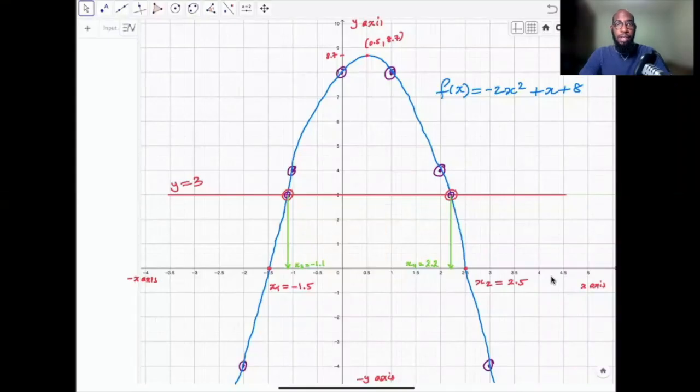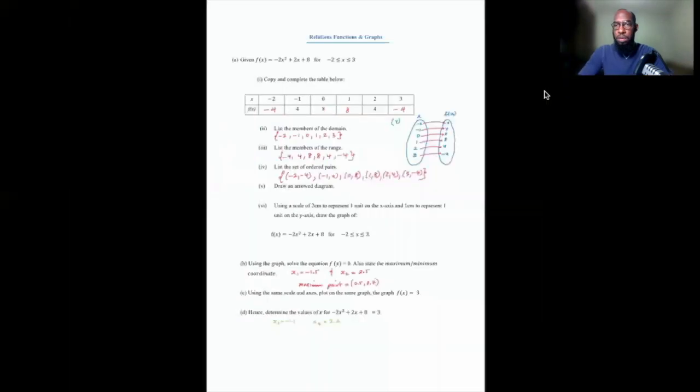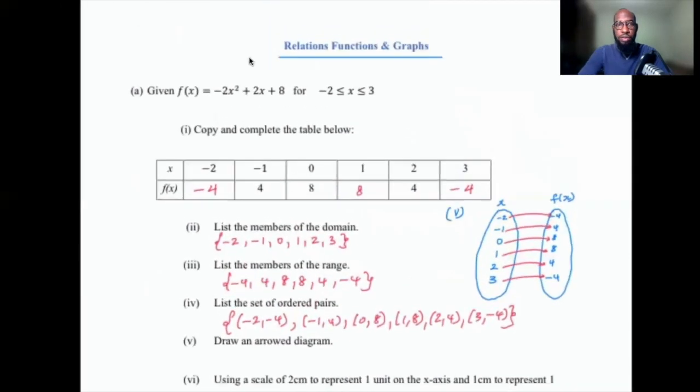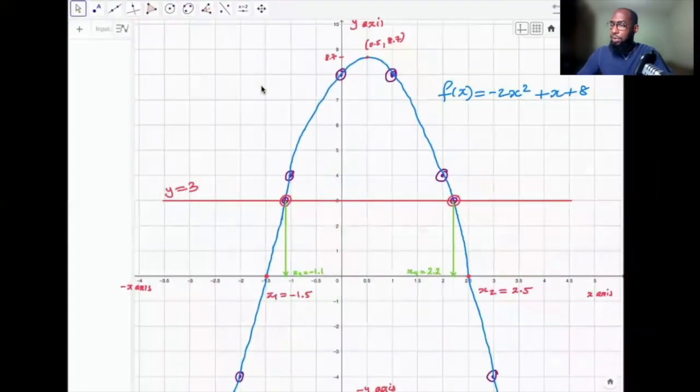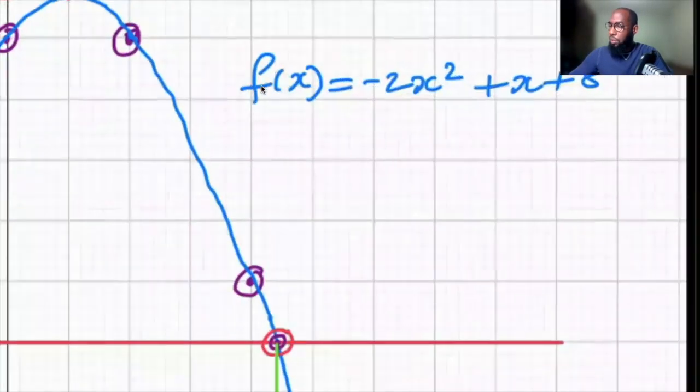So that's it in detail. When you're drawing your graph, make sure you have your axes labeled: your y-axis, negative y, negative x, positive x. Make sure your graph is labeled. We have f of x is negative 2x squared. It's supposed to have a 2 here. So it's f of x equals negative 2x squared plus 2x plus 8. So make sure your graph is labeled.